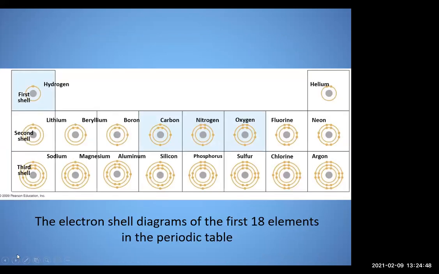So this shows the first 3 levels of the table of the elements. And again, we're looking at hydrogen, carbon, nitrogen, oxygen, and then sodium is out here with that 1 electron on the outside. Chlorine is over here with 7 electrons on the outside. So it wants to take that 1 electron from sodium.